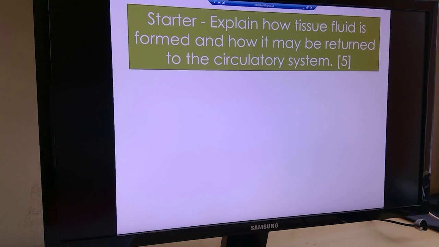Okay, so what I'd like you to have a go at first of all is to pause the video, and to explain how tissue fluid is formed and how it returns to the circulatory system. Okay, so we're going to have a look at someone else's answer in a minute as well and compare your own. So stop the video and have a go.